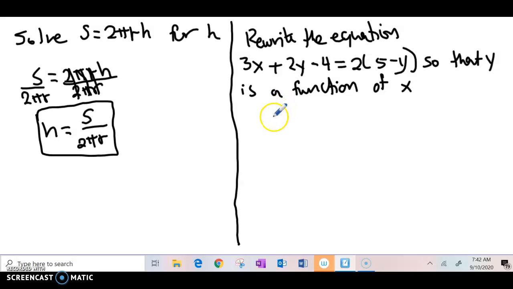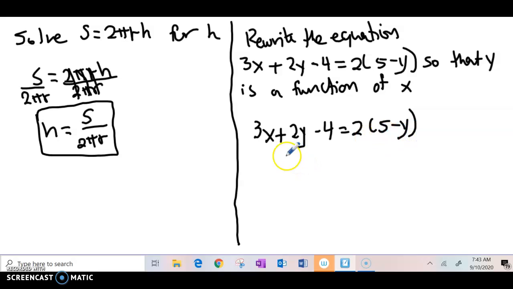Rewrite the equation 3x plus 2y minus 4 equals 2 parentheses 5 minus y, so that y is a function of x. That wording, y is a function of x, really implies get y by itself. So let me rewrite the equation and get started with the steps here. So I want to get y by itself. I see that I have y's on both sides, but I do have parentheses. So let's get started with the parentheses on the other side.